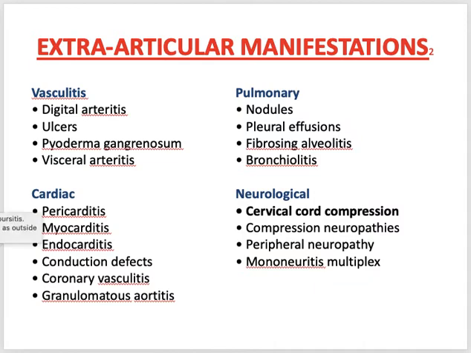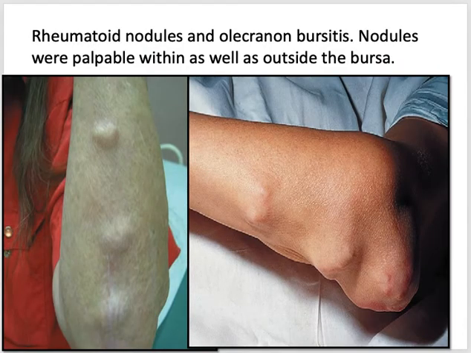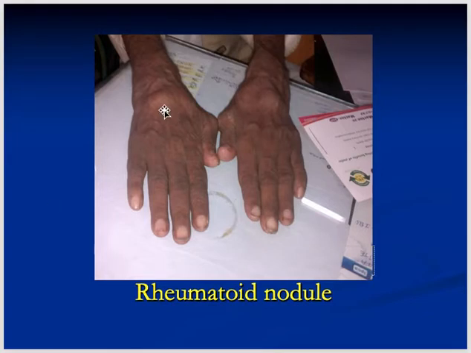Again, I will show you rheumatoid nodules, and this is also a rheumatoid nodule. You can appreciate it very clearly, right? So this is how we see the clinical features of rheumatoid arthritis. Felty syndrome, by the way, if you remember, is splenomegaly with neutropenia, but that's enough for you.